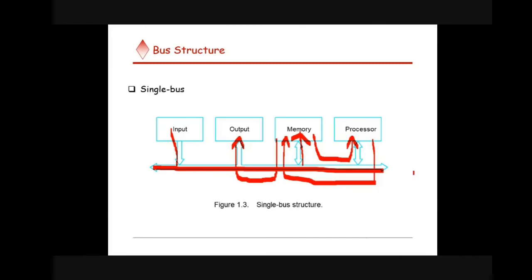So in that, this common bus will be used many times. But what is the drawback of the single bus structure? At a time only one transfer is possible, either from the input device to the memory, or from the memory to the processor, because the bus is common for all the units. So at a time only one transfer is possible in the single bus structure.